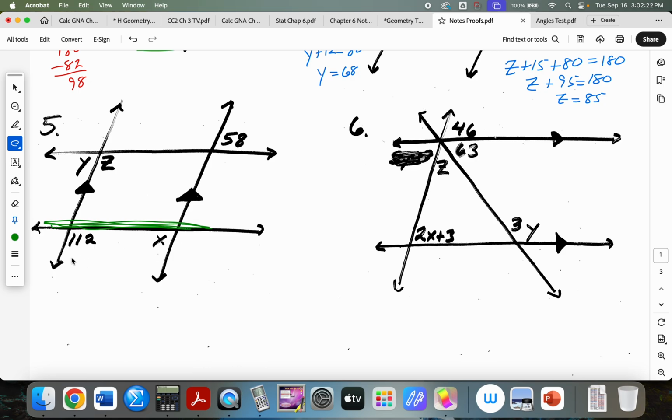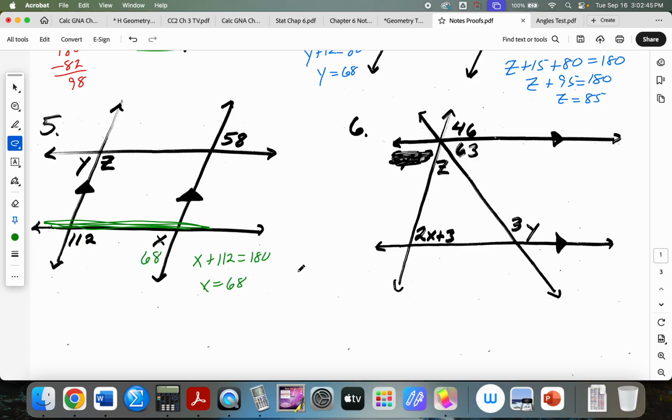So how are their measures related to each other? They're supplementary. So x plus 112 is equal to 180. Subtract 112 from both sides, and we get 68 for x.